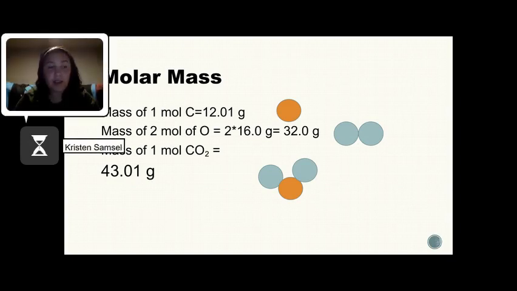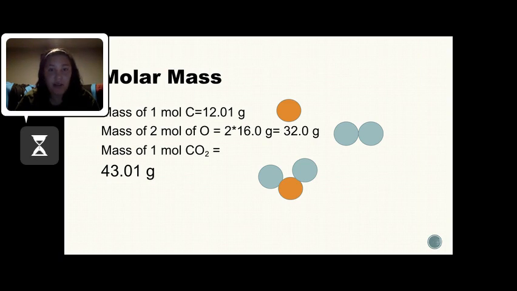Okay, so the mass of a substance, or the molar mass of a substance, is the mass in grams of 1 mole of compound. So we can break that apart and say, all right, if we want to know the mass of 1 mole of carbon dioxide, then we can say the mass of 1 mole of carbon plus the mass of 2 moles of oxygen is going to be equal to our molar mass. So I represent this in circles here. So you see the orange circle is carbon, the blue circles are oxygen. So it's really just simple addition.